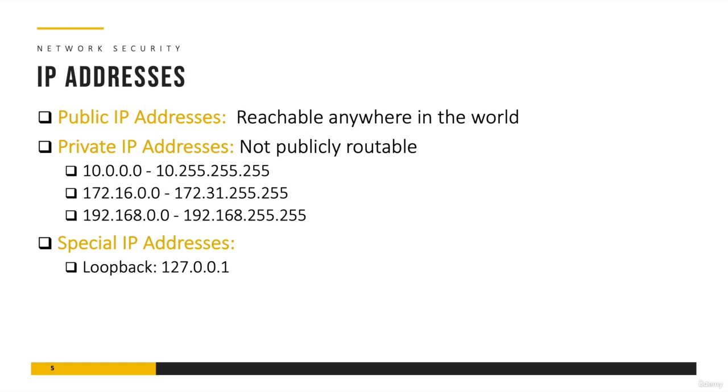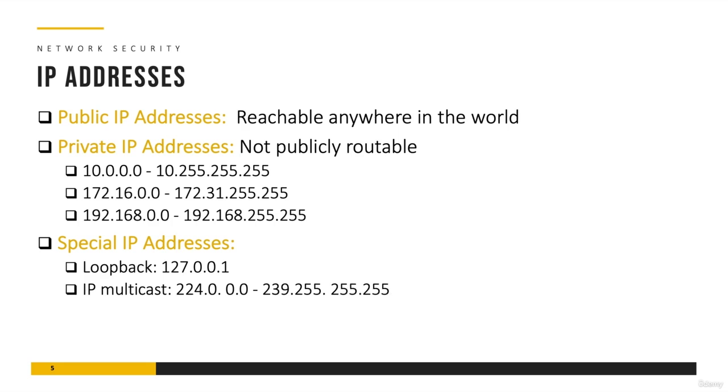We have an address which we call the loopback address, which is 127.0.0.1. This is basically your own address. So basically, if I'm sitting on a laptop, this is my own IP address. So why do we have that? We use it sometimes to test and debug.